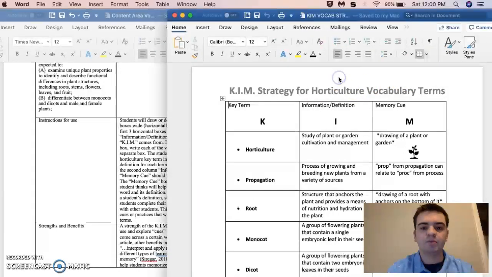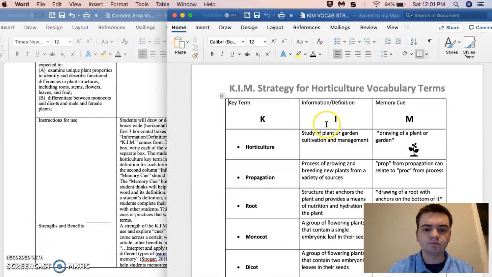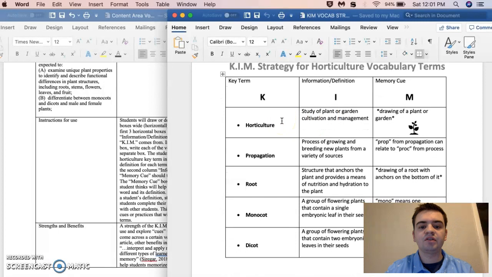So this is once again the K.I.M strategy, and K.I.M comes from K is for key term, I is for the information, which is going to be the definition, and M is for a memory cue. And a memory cue is something that helps the students remember the vocabulary in their own way. So the directions for students is to make a 3x6 box. You can either draw it or make it on the computer like I did, just whatever resources are available or whatever the students find easier.